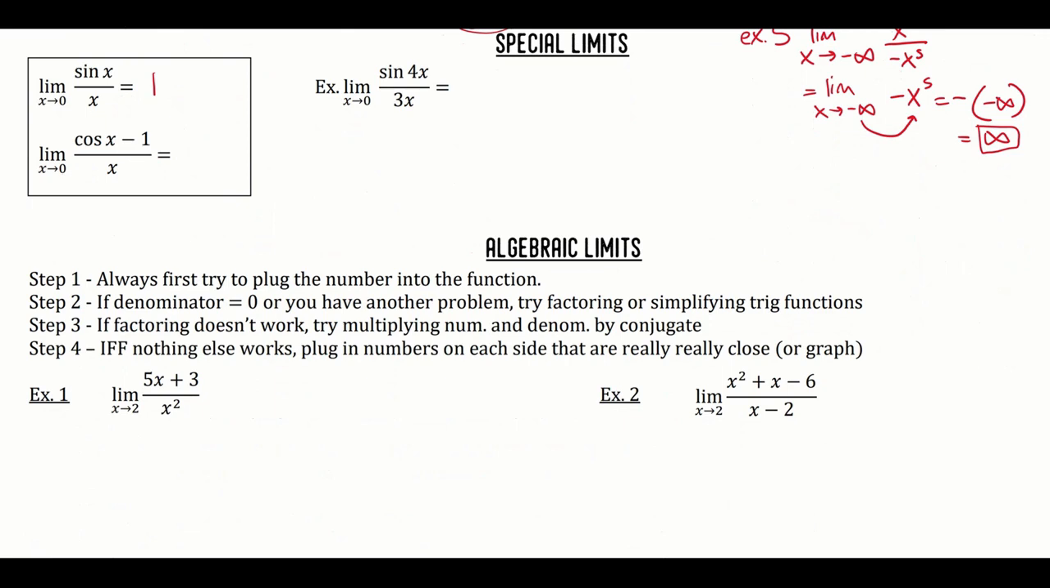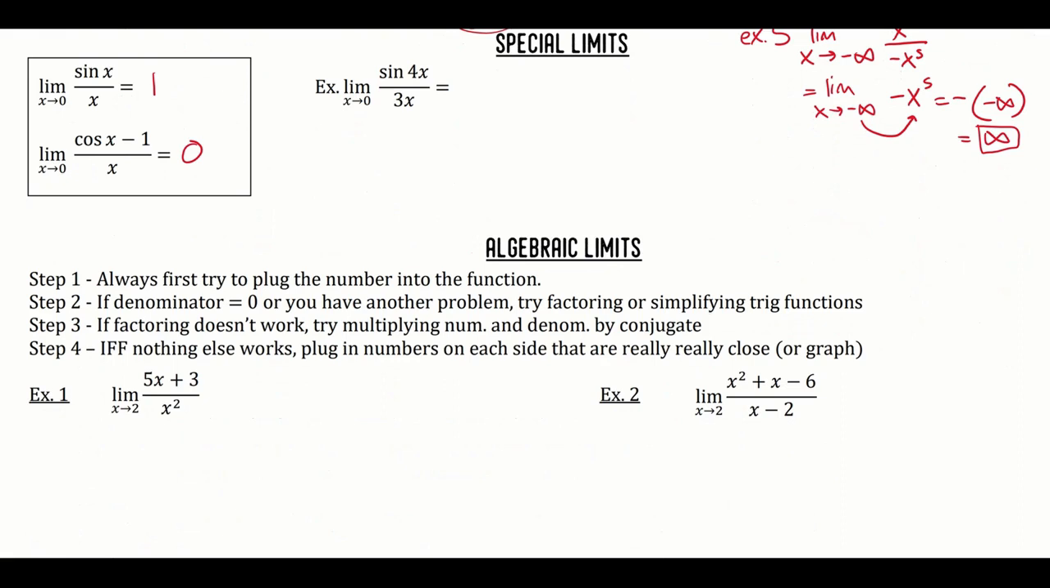Because really, if you plug in 0, sine of 0 over 0 is 0 over 0. But if you graph it, it looks like this. There's a hole there at y equals 1. Anyway, so that's sine of x over x, so that equals 1. So this is just a special rule. And then we have another special rule that the limit as x approaches 0 of cosine x minus 1 over x is equal to 0. These are just things that pop up once in a while, these special trig ones.